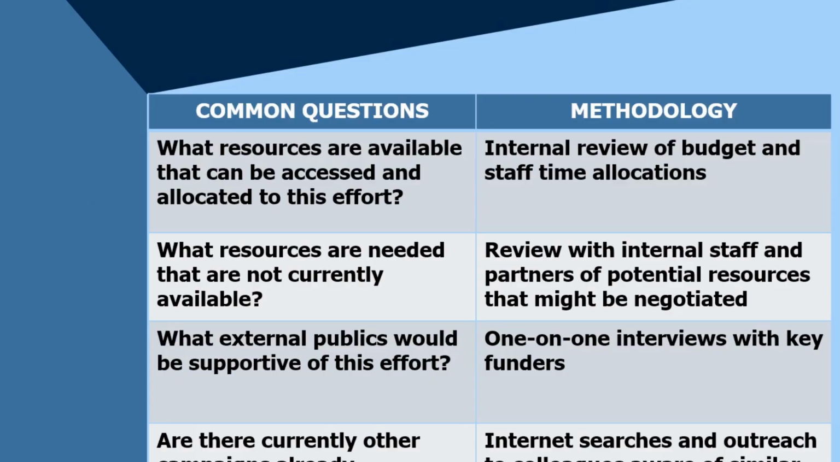The most common questions to answer are, what resources are available that can be accessed and allocated to this effort? A methodology is internal review of budget and staff time allocations. What about for weaknesses? What resources are needed that are not currently available? We get that by reviewing with internal staff and partners potential resources that might be negotiated. And what external publics would be supportive of this effort, ones that we could leverage? One-on-one interviews with key funders might help us learn that.